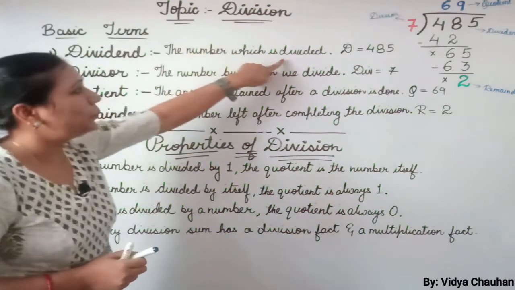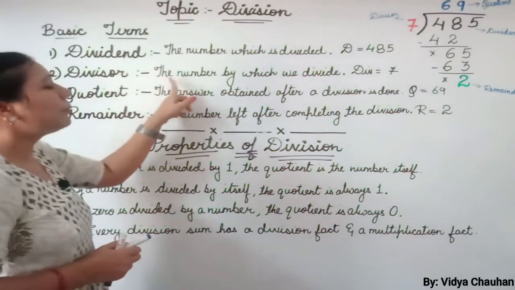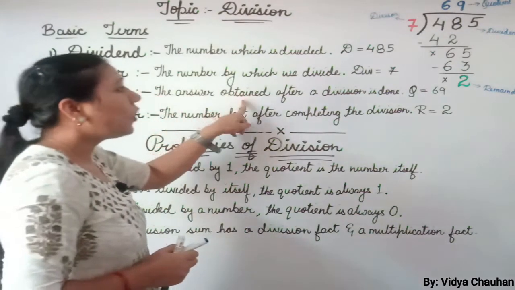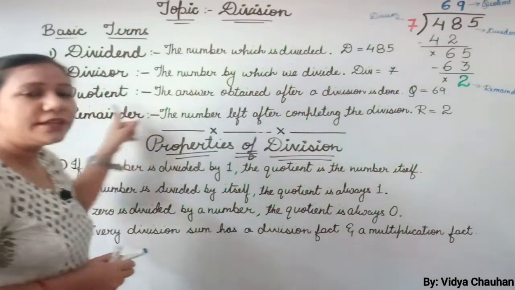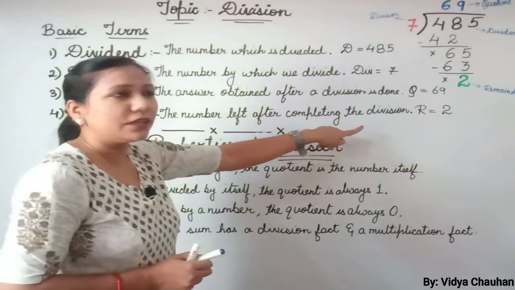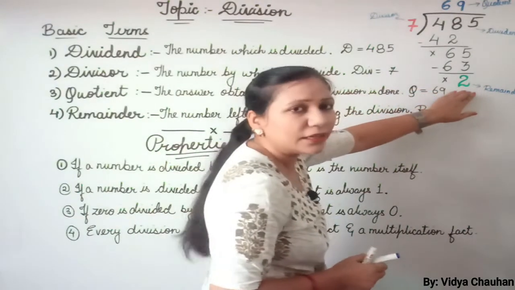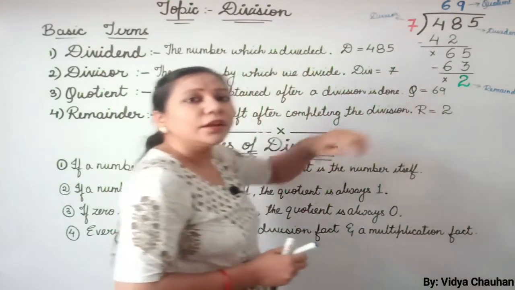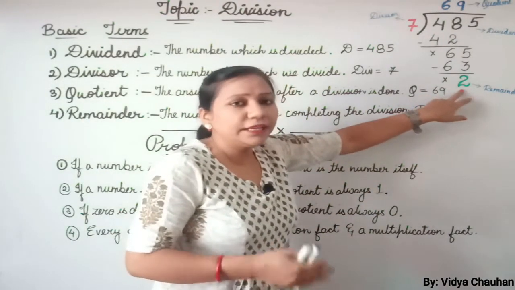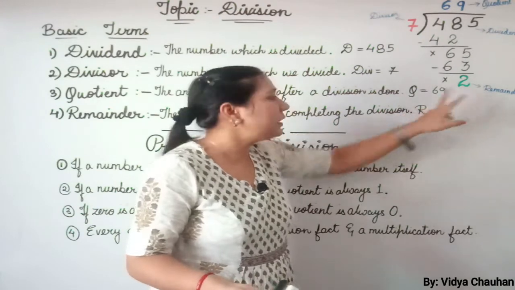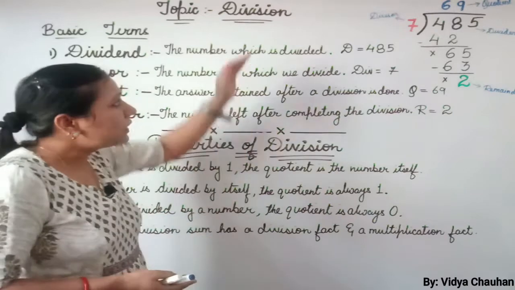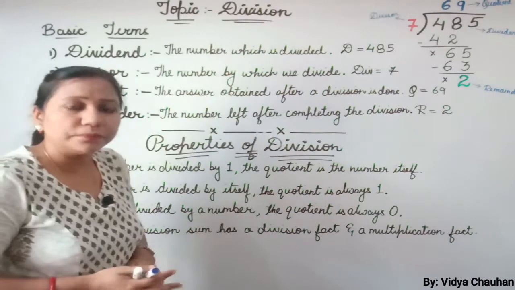The number to be divided, dividend. The number by which it is to be divided, divisor. The answer obtained after completing the division is our quotient, and the number left after completing the division, that means if something is left, is called remainder. If nothing is left, suppose the division is complete and no number is left, that means our remainder is 0. Clear, students? So these are the basic terms in division.